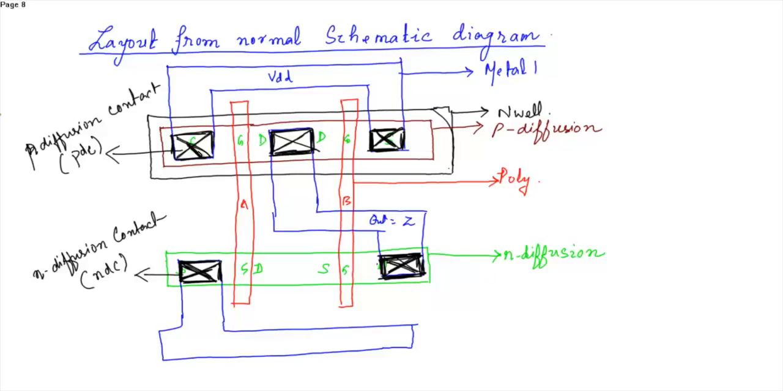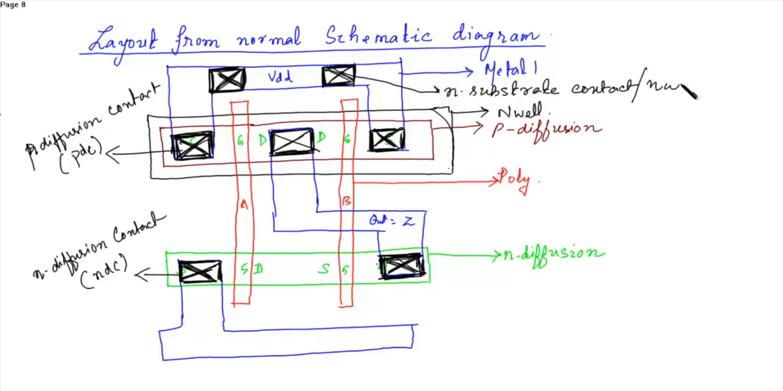Okay, then after placing the N diffusion contacts, we need to place the substrate contacts in the sources, that is VDD and ground. You can place as many as you can. So this is the N substrate contact, or you can say this is the N well contact.